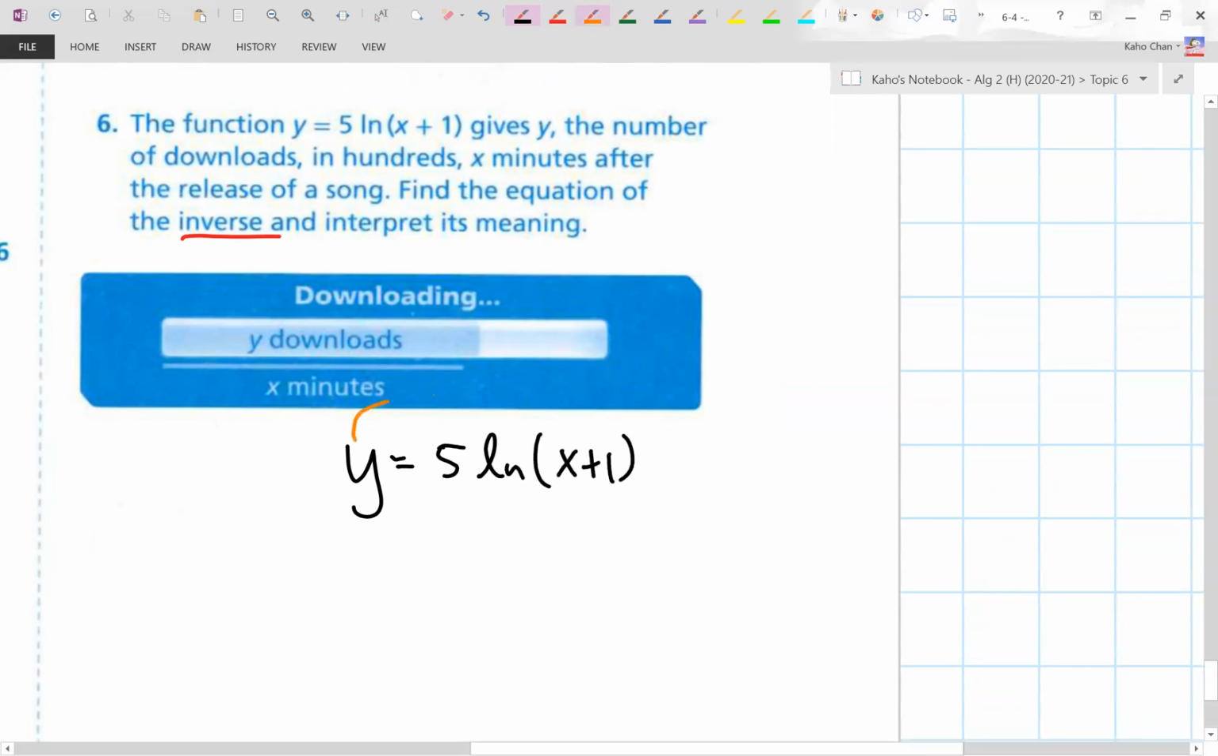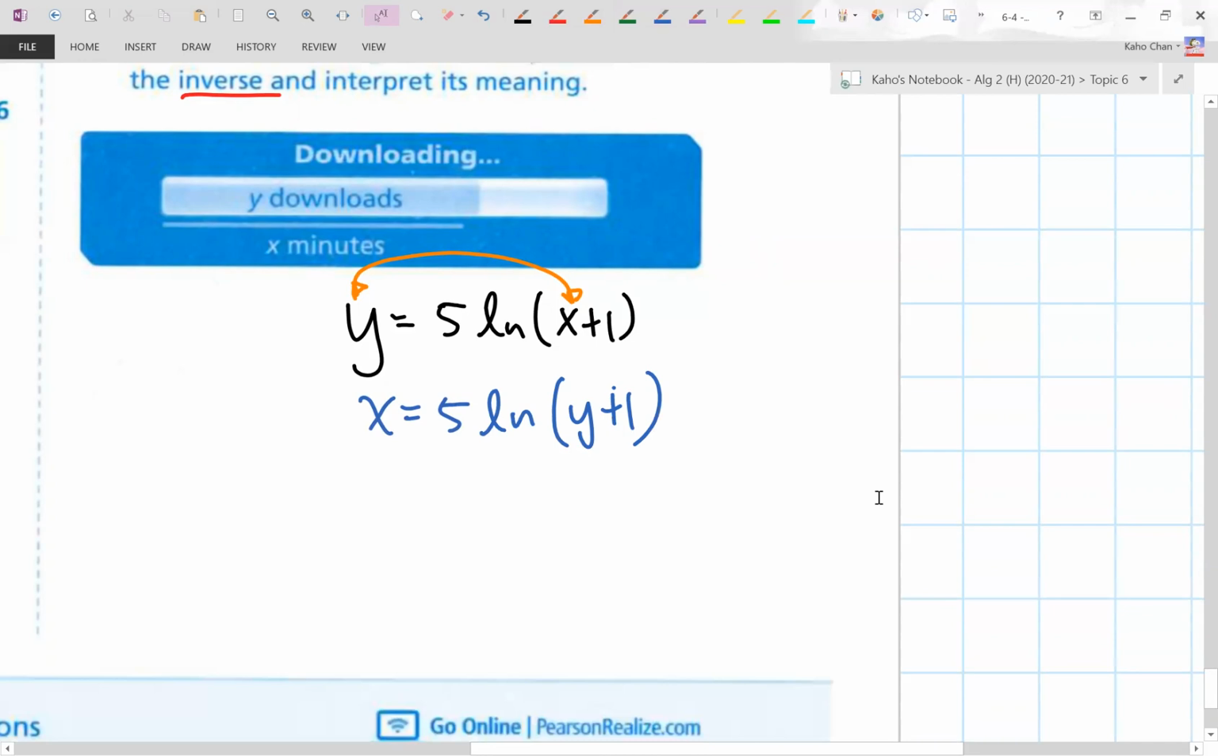Swap x and y. Let's do that. Nice. And solve for y. The y is buried in the function. I need to convert it to the other form. Now, be careful here. Before I do this, I have to isolate the log right there. That 5's in the way. Divide by 5 to both sides.